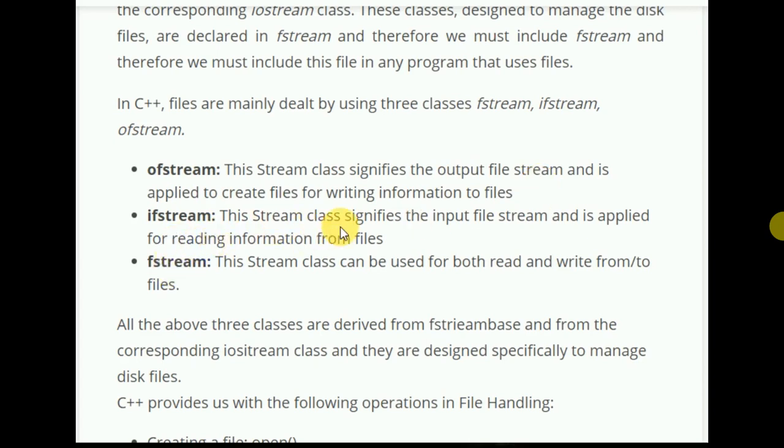ifstream. This stream class signifies the input file stream and is applied for reading information from files. So ofstream is for writing information to files, ifstream is for reading information from files, and fstream is for reading as well as writing to a file.